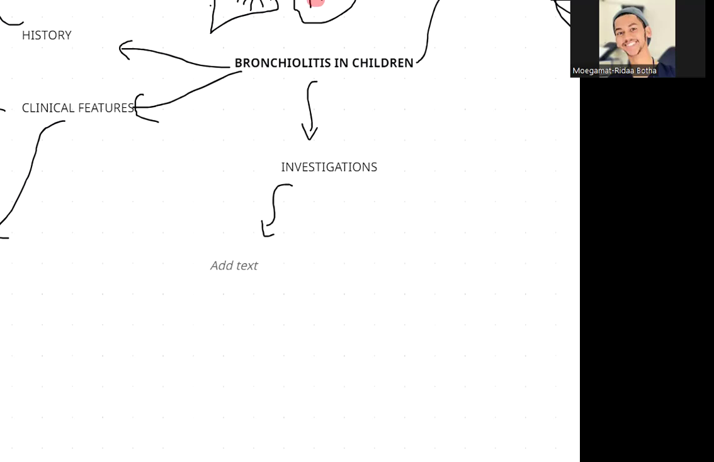Chest X-rays are not routinely done because typically they show non-specific findings such as hyperinflation, interstitial markings, and peribronchial thickening. So chest X-ray is not routinely done. I'll just strike through that.